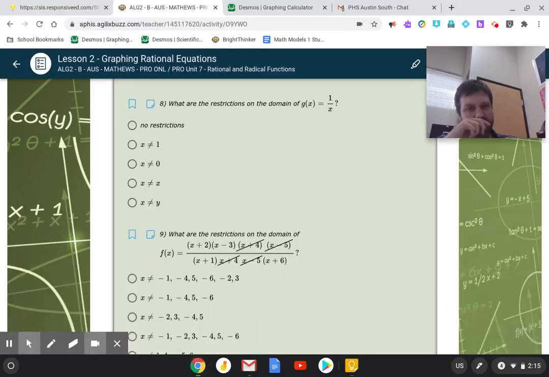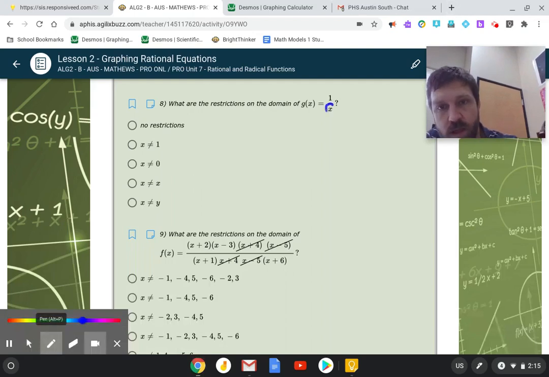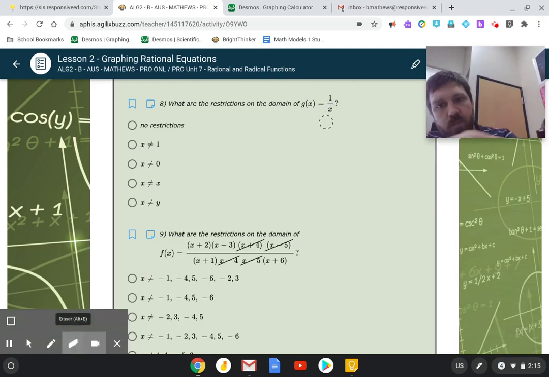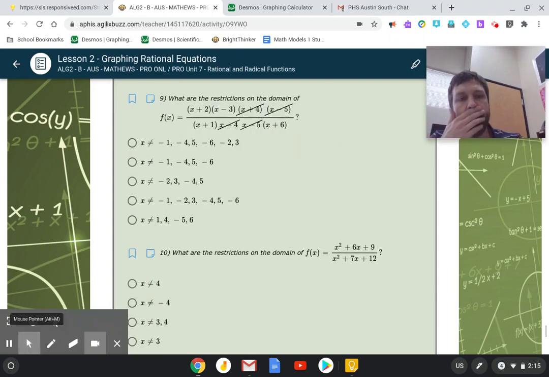So what it's telling you to do is look at each of these problems and say, what can I not put in there? What will make that denominator equal to 0? So you say x cannot equal that number. I already gave you the answer on the notes page to number 8. I also showed you how to do number 9.